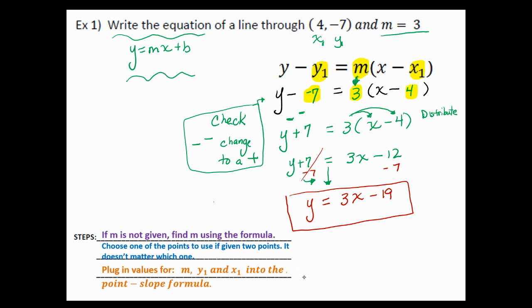So we just did this step. Right down here at the bottom. We plugged in values for m, y1, and x1 into the point slope formula. We did a little bit of math and we got an equation of a line. Okay, don't forget right up here though, this minus has to change to plus plus. All right, it's an important step right there. All right, moving on.